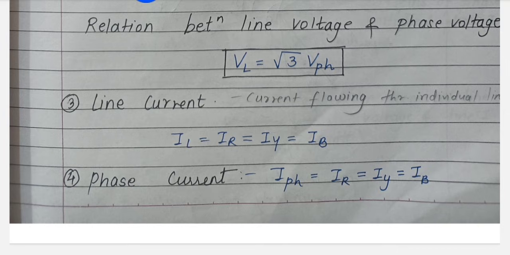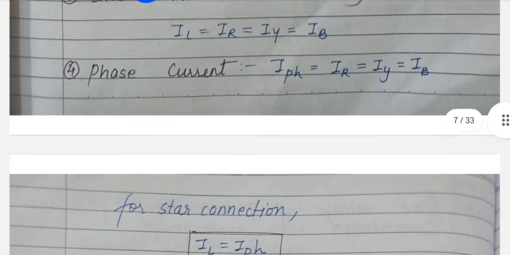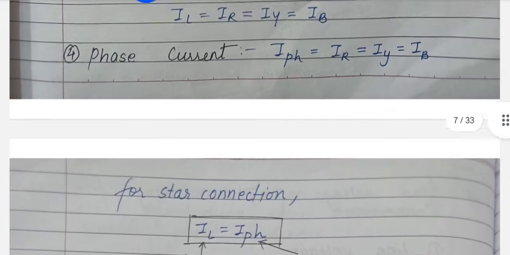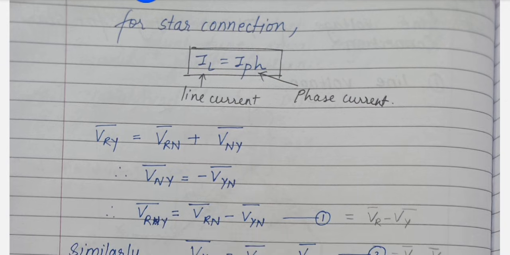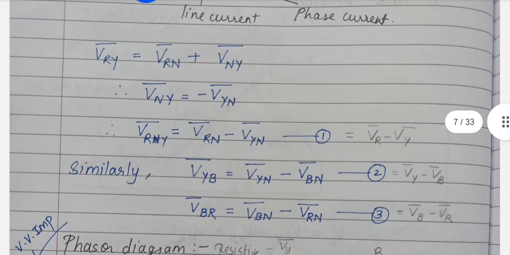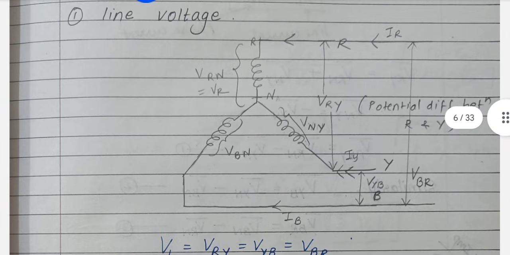Till now I hope you are very clear and taking it easy. But remember, it is very important. Then the relationship between line current and phase current: as we saw for line voltage and phase voltage, VL equals root 3 VPH. Here the relation between line current and phase current is IL equals IPH, as we can see both are equal.